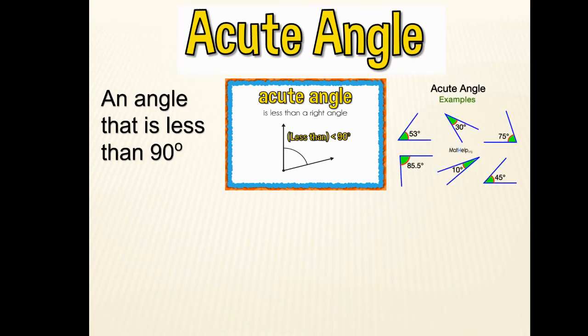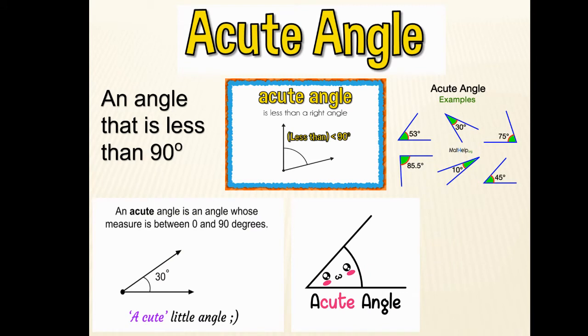It doesn't matter if that angle measures 30 degrees, 75, 53, 85 and a half, 10, 45, 7, 8, 9, whatever. As long as it's less than 90, you have an acute angle on your hands. And one way that we've always used to help us remember an acute angle is that you have a small little cute angle. You can even say, "Oh, look at that adorable little angle." Okay, I think we all can agree I should never do that again in life.